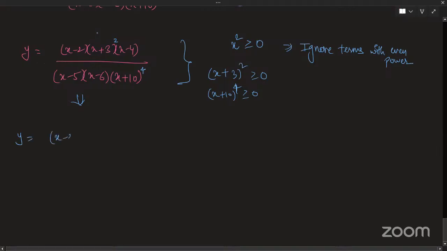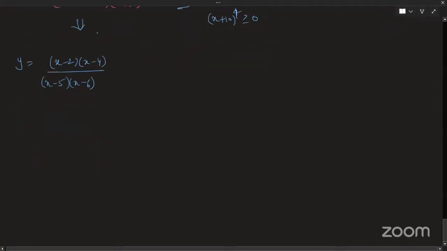So you get it as x minus 2 into x minus 4 divided by x minus 5 into x minus 6. Okay. So now you equate, you just operate on all of them. Can you tell me what will be my points? 2, 4, 5, 6. Great.